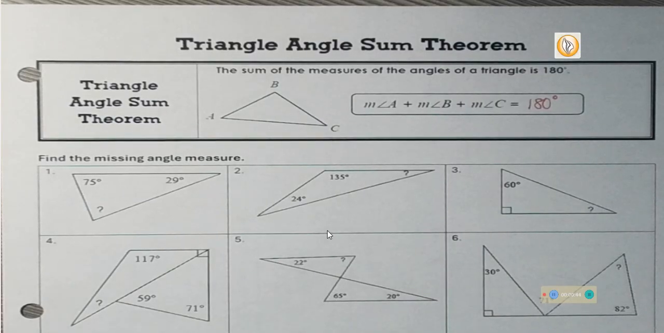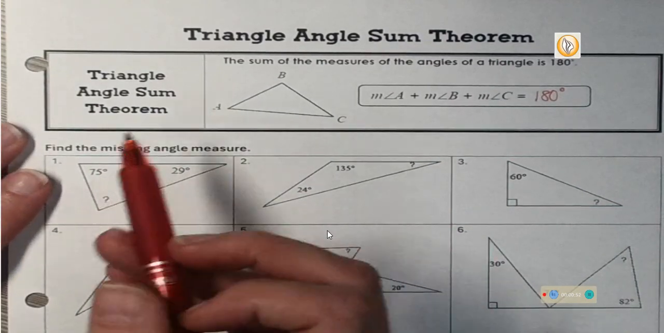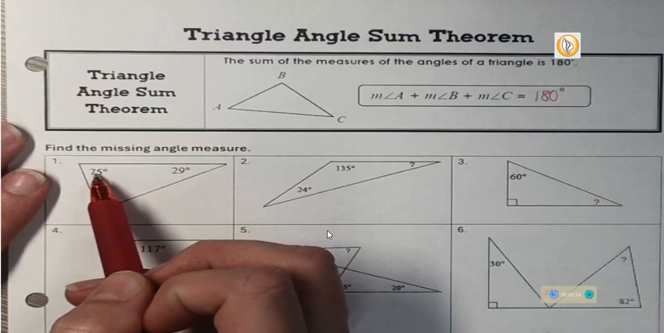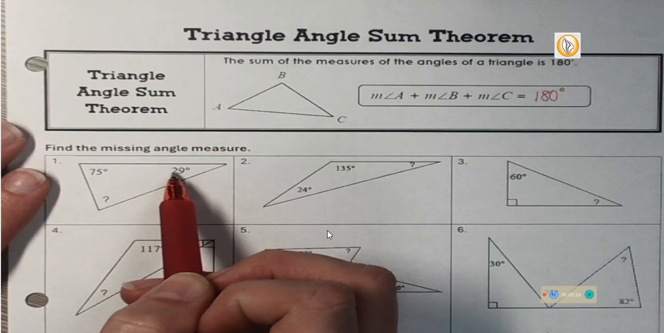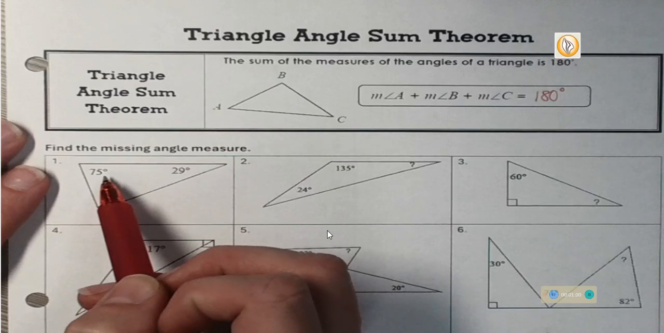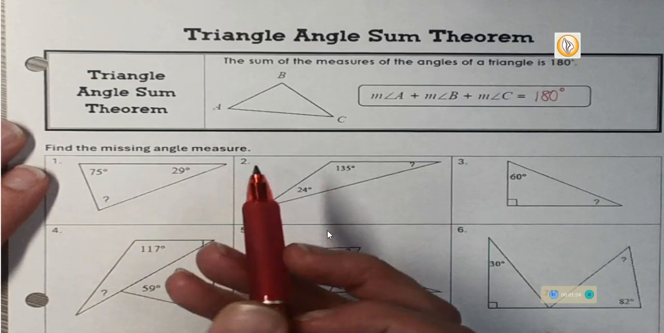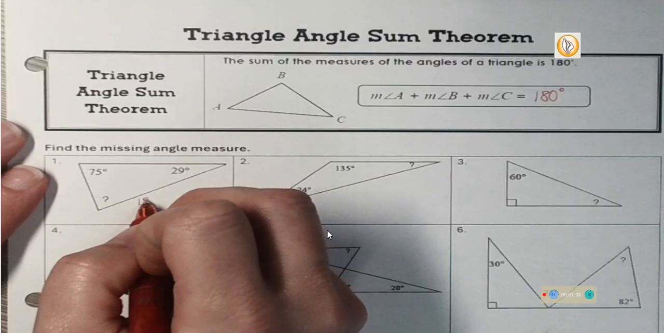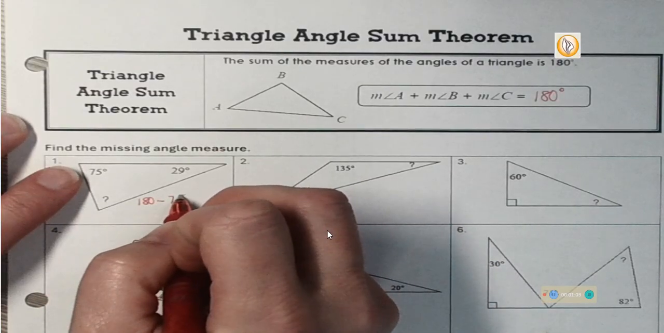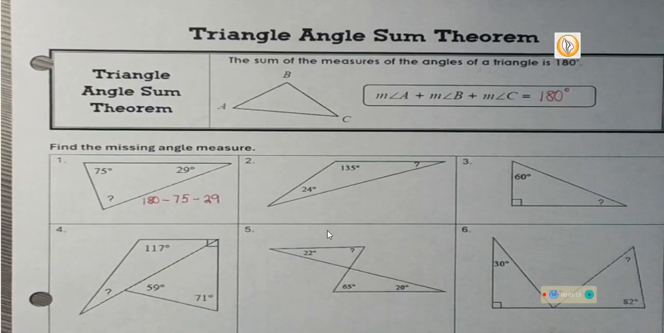Now, when we look at 1 through 6, we just have numbers. Okay? What I'm going to do is look at these. I know this one is 75 degrees. I know this one is 29 degrees. The one with the question mark is what I'm looking for. What do I know all of these add up to be? 180. So if I want to find the missing one, there was 180 minus the 75 from this angle minus the 29.